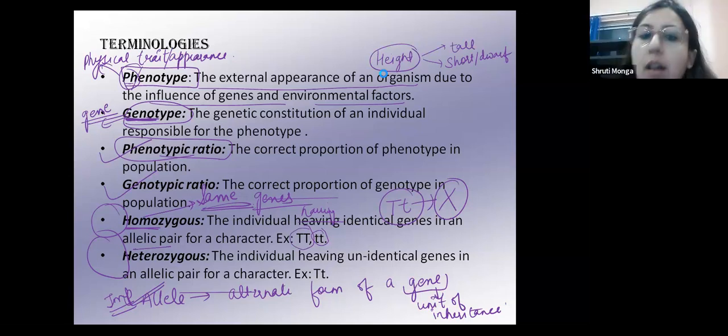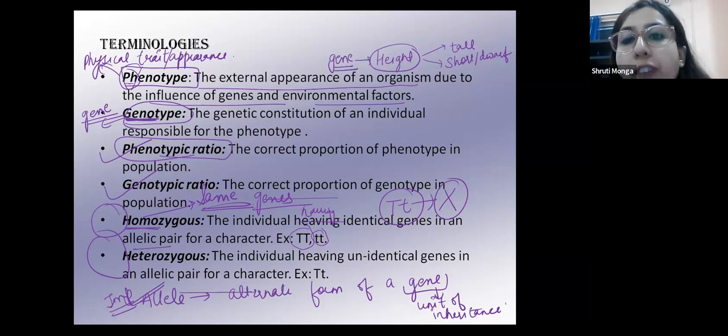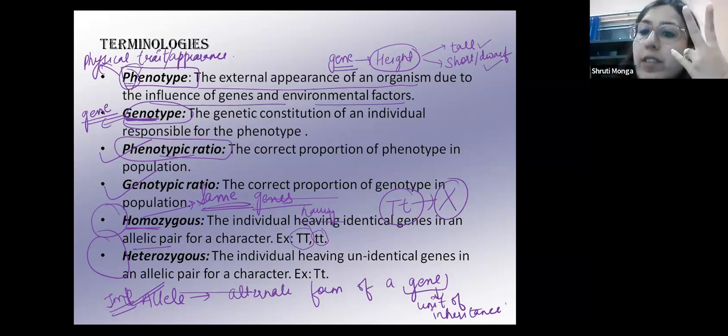Yes. Now, the definition of allele is alternate form of a gene. What does that mean? Suppose there is a gene for height. Now this particular gene of height can have two forms, either tall or short or dwarf. Why two? Because the two parents are involved in sexual reproduction. So one trait you are getting from father, the other trait you are getting from mother.